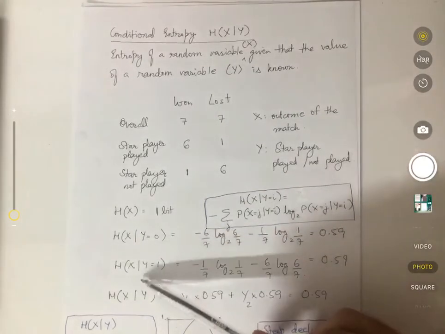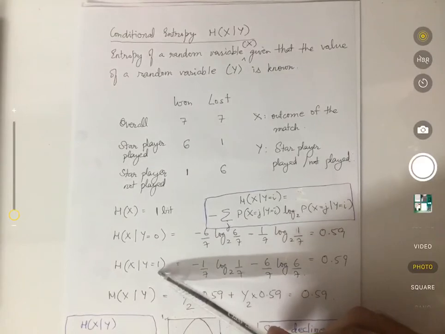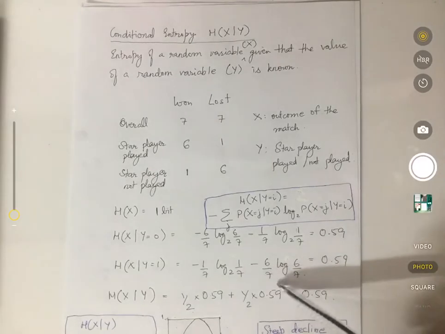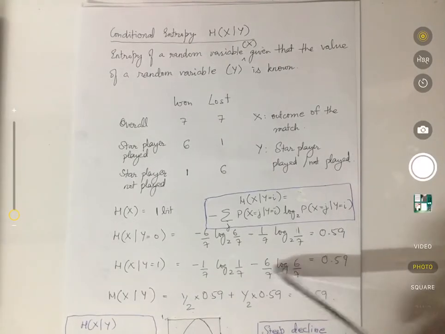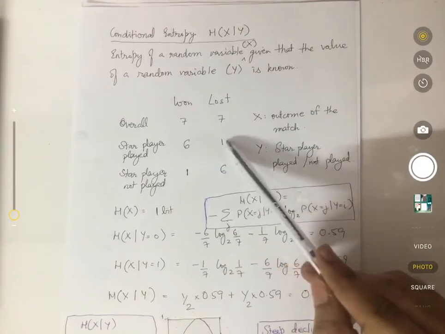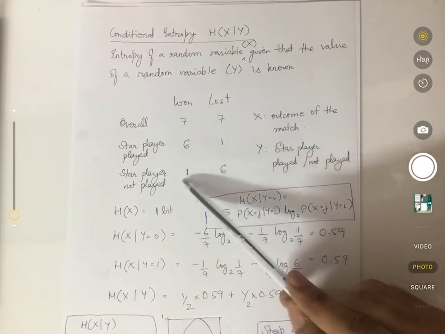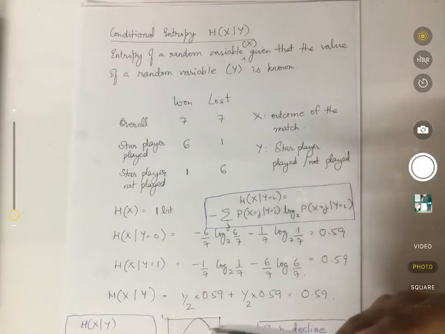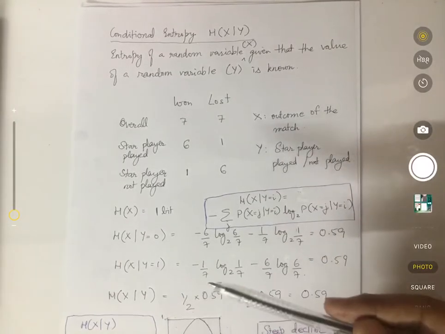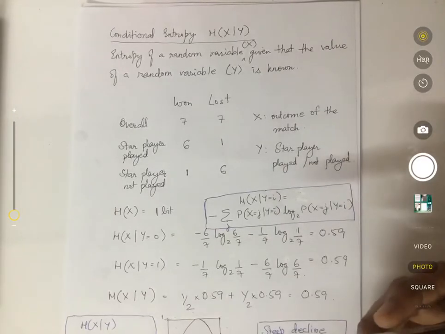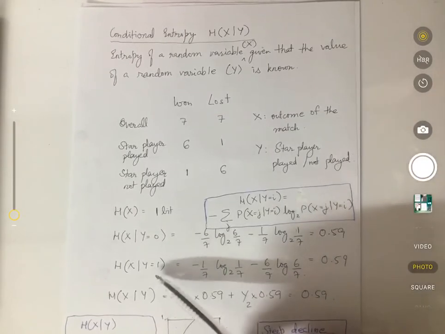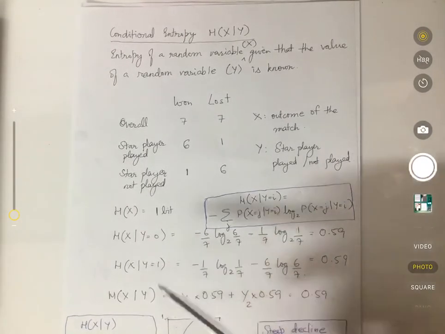And so we can write the same thing for the case when the star player has played. So it would be minus 1 by 7 log 1 by 7 minus 6 by 7 log 6 by 7. It turns out to be the same value because in one case there is a 6 and in one case there is a 1, and in the other case there is a 1 and in the other case there is a 6, right? So what is p in one case is 1 minus p in the other case, and what is 1 minus p in one case is p in the other case, right? So it turns out that the values are the same. And this is H of X given Y equals 1.